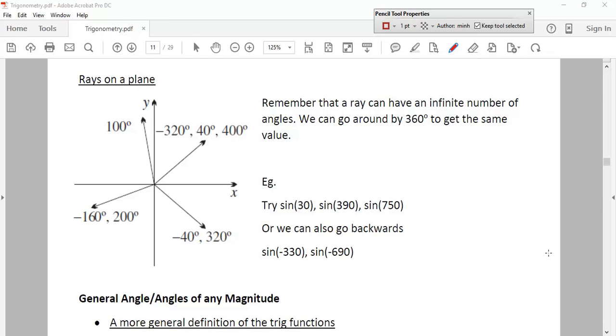So the next thing we're going to look at is raising a plane. The key thing to remember is it starts off at 0 degrees here and it goes around in an anti-clockwise direction. So here is going to be 90 degrees, and it's 180, 270. That just goes back to 360.